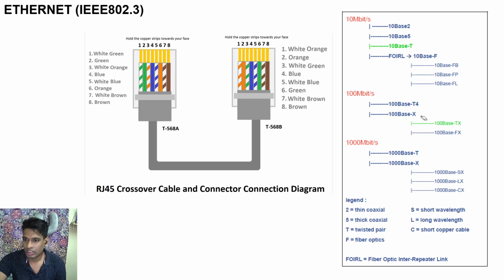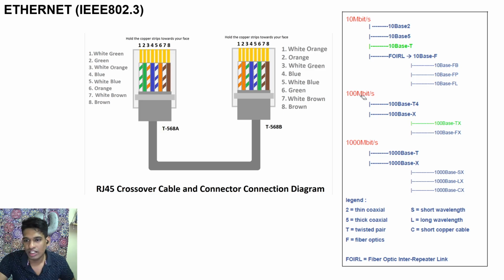And then X stands for extended. X basically means that you're using all the pairs, and all the pairs work in full duplex mode. That is what X means. Full duplex means all pairs can work bidirectionally. And 4 means you are using all four pairs. So normally 1000 base T uses only two pairs, while 100 base T4 uses all four pairs.